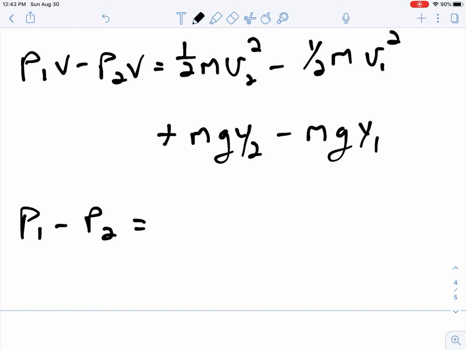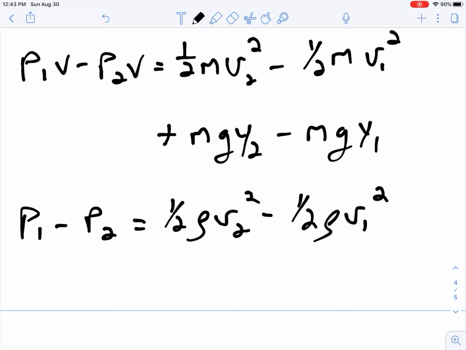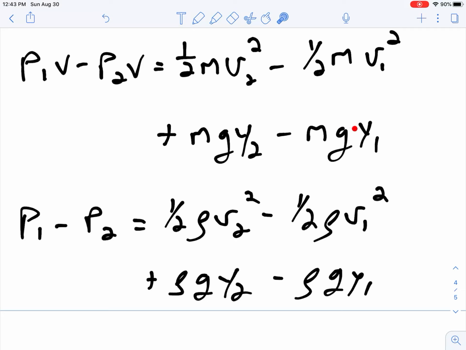And that's too much, so I'm going to write that smaller. So I'm going to get 1/2 rho v2 squared minus 1/2 rho v1 squared plus rho g y2 minus rho g y1. So I've divided this term, this term, this term, this term, and this term by volume, and I get density, density, density, density. So you can think of this as the volume averaged kinetic energy, and you can think of these as the volume averaged potential energy. And these are our pressures.